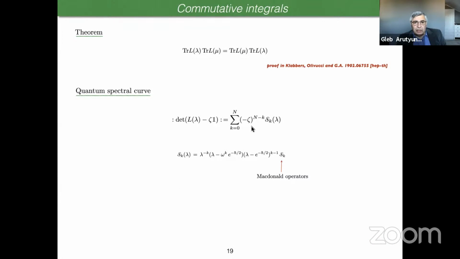Good. Finally, you can prove that these algebraic relations imply that traces of L operator evaluated for different values of spectral parameter do commute between themselves. You can also define a notion of a quantum spectral curve by taking an ordered version of the characteristic equation. Then it appears that coefficients, lambda-dependent coefficients, which you get for this characteristic equation, are of this type. So lambda dependence completely factorized, and you are back to McDonald operators. Good.